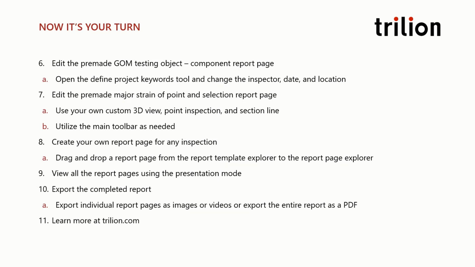Edit the pre-made Major Strain of Point and Selection report page by using your own 3D view, point inspection, and section line. Utilize the functions in the main toolbar as needed. Now create your own report page for any inspection you desire.